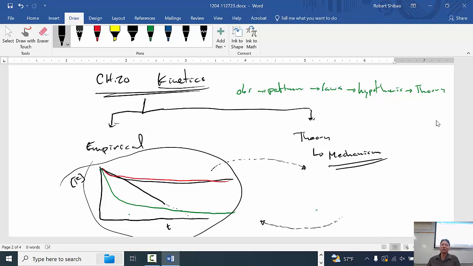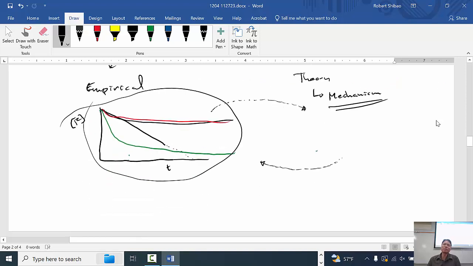Not only that, empirical is fine. We can stop at empirical because we might predict how long it takes milk to spoil. Should you wait? Okay, I'm going to wait 30 days. Some people don't want to wait. Some people don't have that patience. So what they want to do is see how it decays initially and then extrapolate it out.